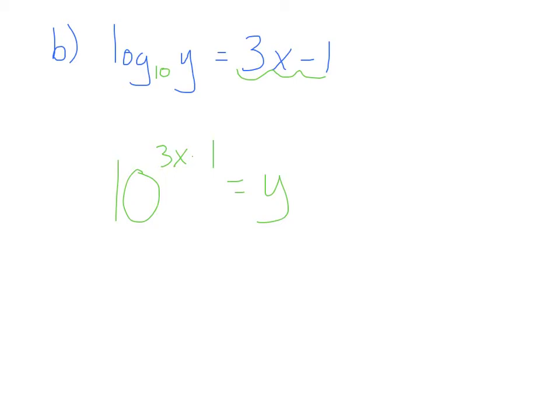Technically, you're done. Now, I'm not going to let you be done because I want you to write it the nerdy way. I want you to do the split approach. Split 10 to the 3x minus 1 up into 2 10s.